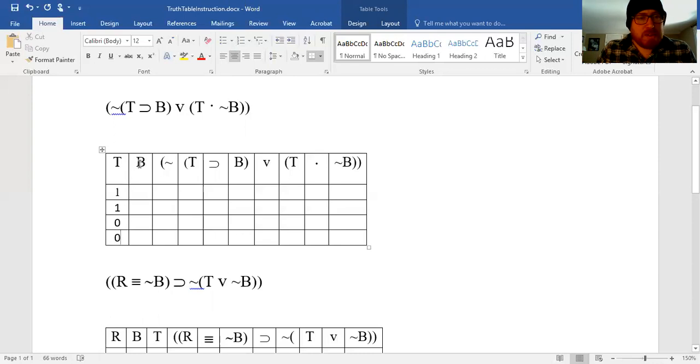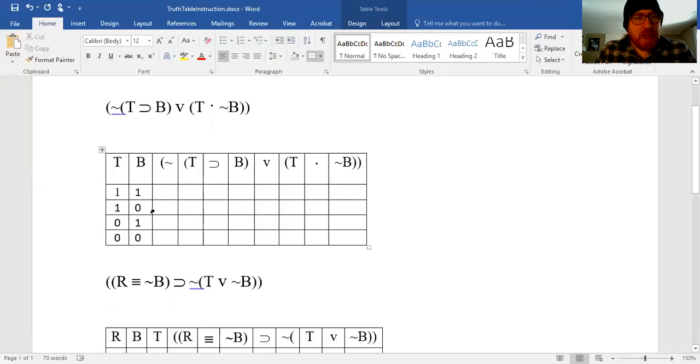Now, to find the number of consecutive 1s and 0s under B, take the number of consecutive 1s and 0s under your first letter, which is 2. So there are two consecutive 1s and two consecutive 0s under T. Then divide that number by 2 again. So 2 divided by 2 is 1. So under B, we're going to get 1, 0, 1, 0. So 2 1s and 2 0s under T, and then 1, 0, 1, 0 under B.